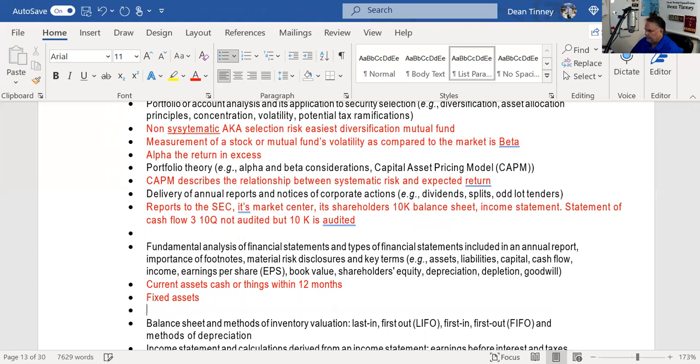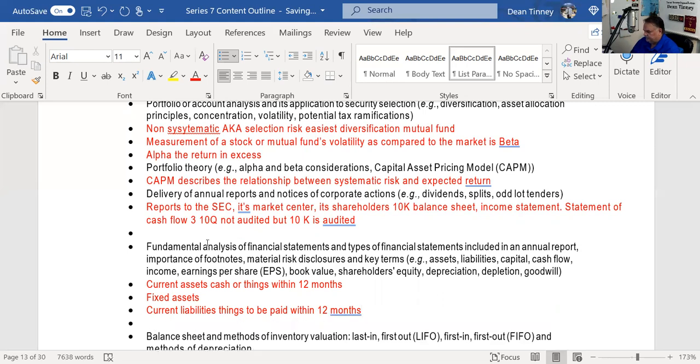Now, on the liability side of the balance sheet, same thing. We have current liabilities, things that need to be paid within 12 months. And we have long-term liabilities. Again, in your personal situation, long-term liabilities would be the mortgage, the car payments, those things that extend over a year, right? So long-term liabilities. Capital, cash flow. Cash flow is the real money.